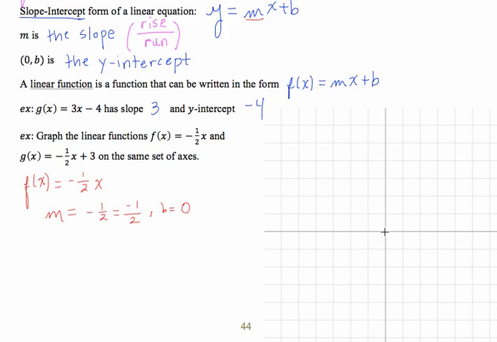So we know this graph crosses the y-axis at 0, and then to get to the next point we can use the slope. You go rise over run, so down 1, right 2. So go down 1, right 2.